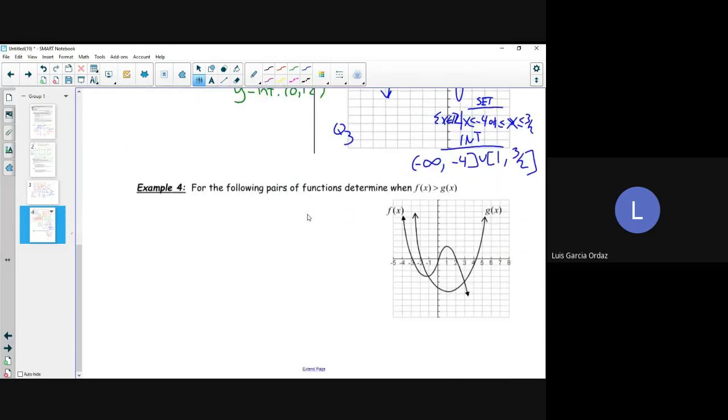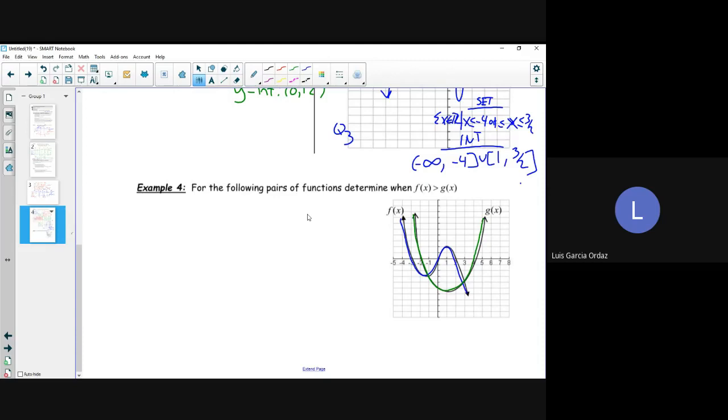So we have two graphs. We have f of x and g of x. And we want to determine based off the graph where f of x is bigger than g of x. So I'm just going to highlight it a different color so you guys don't get confused. So f of x is this graph, let's call it the blue graph, and g of x is the green graph.